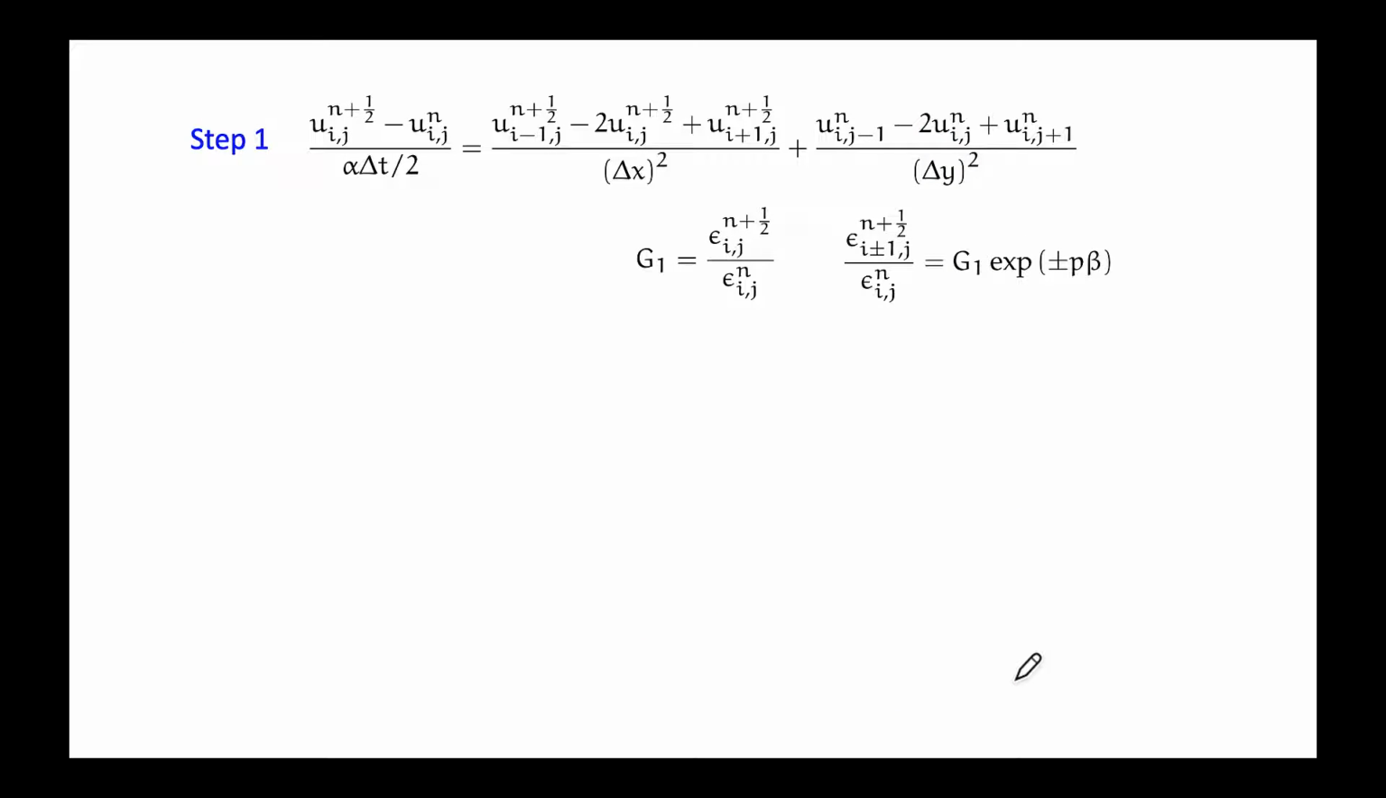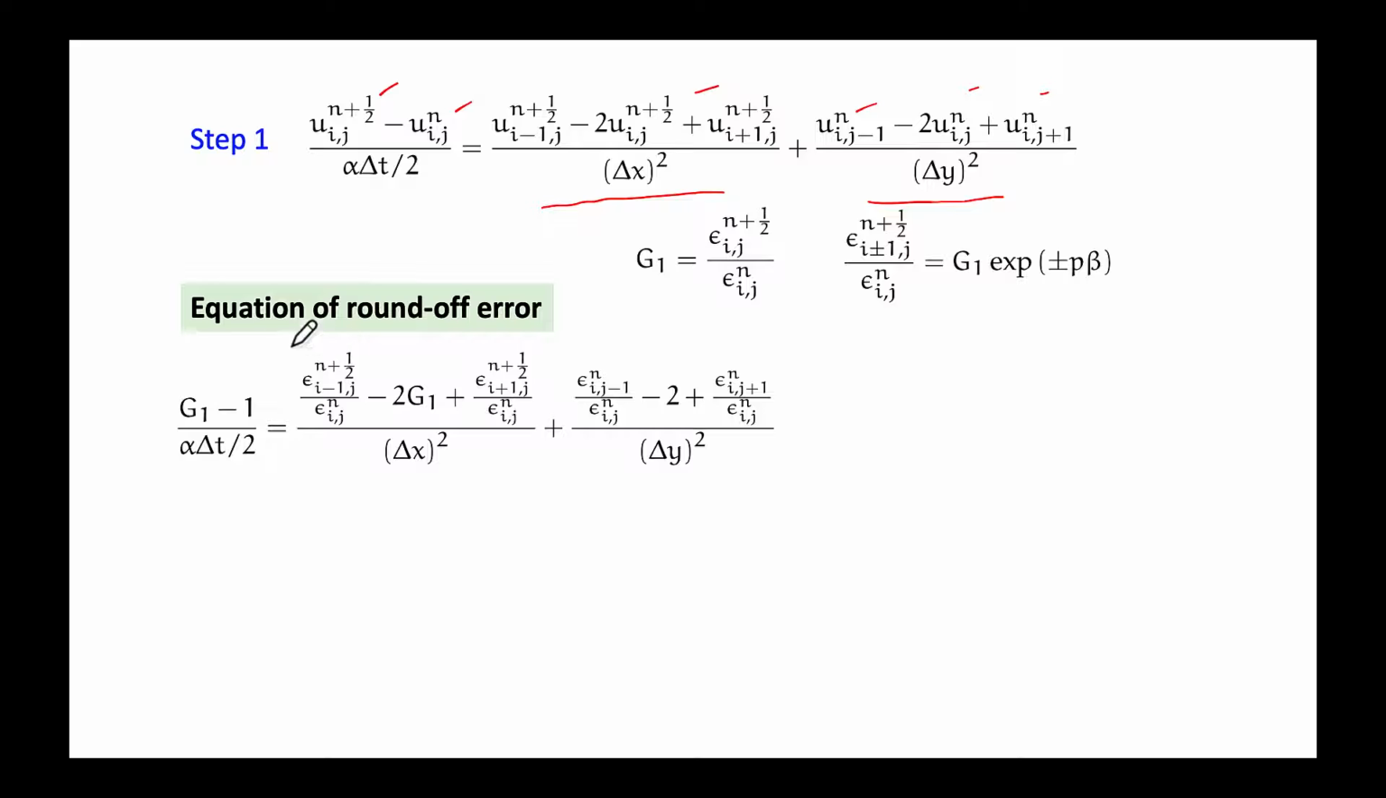With this idea in mind, we'll now take up step 1 of our ADI algorithm. In step 1, I go from n to n plus half, and the del 2 u by del x squared is discretized at n plus half. The del 2 u by del y squared term is discretized at n, so that we can use the tridiagonal solver. And we already know how G1 exponential plus minus i beta is related to the ratio of these epsilons.